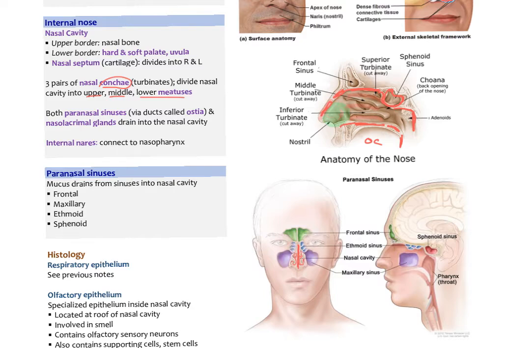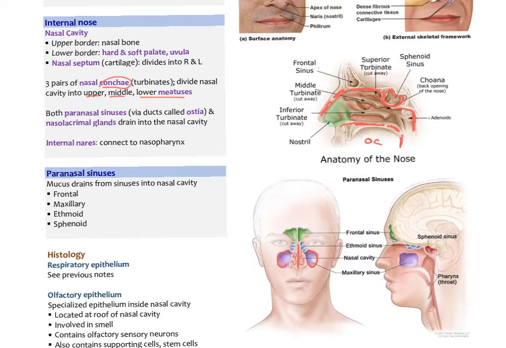Connected to the nasal passages are your paranasal sinuses, and there are little ducts called ostia, which connect. Your nasolacrimal ducts, from the tear glands that also go into the eye, also drain into the nasal cavity. That's why when you cry, often you get a runny nose as well. The secretions are going into your nasal cavity as well. Our paranasal sinuses, our main one here is below the eyes. This is the maxillary sinus.